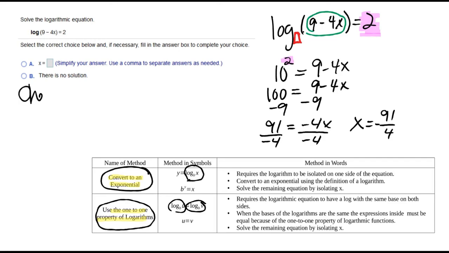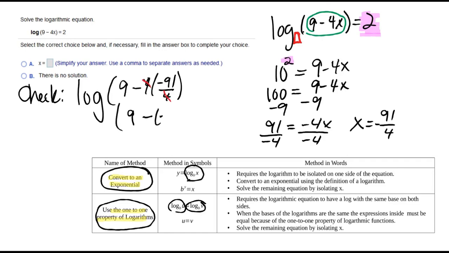With every log equation you need to check to make sure you're not taking the log of a negative. So I'll substitute that negative 91 over 4: 9 minus 4 times negative 91 over 4. The 4's cancel, and you've got 9 minus a negative 91. That's the same thing as plus. Negative minus a negative is plus, so we've got 9 plus 91. So that's going to be a positive value, and we'll end up keeping that solution.